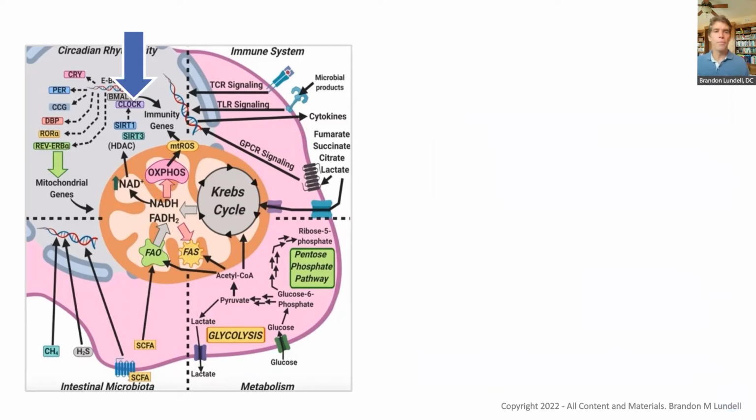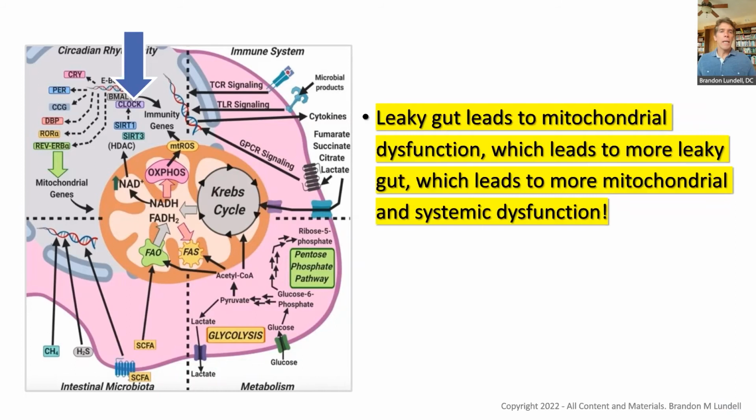Next page. Leaky gut leads to mitochondrial dysfunction, which leads to more leaky gut, which leads to more mitochondrial dysfunction and systemic illness and disease. So this is the cycle that we have to break. Next page.